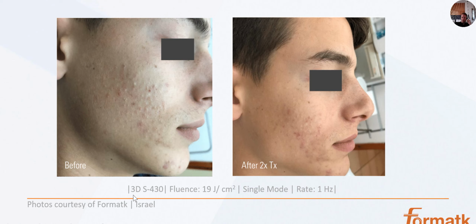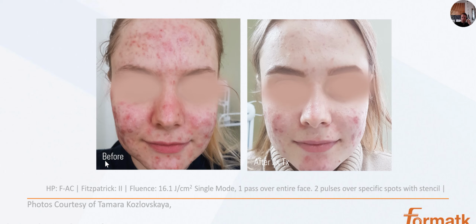Here you can see before and after with the 3D, with the S430, using 19 joules per square centimeter, single mode, and 1 hertz, before and after.